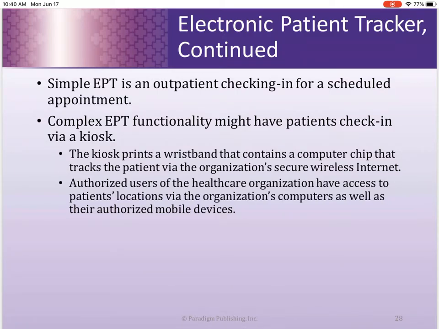The more complex EPT functionality might have patients check in via a kiosk. The kiosk prints a wristband that contains a computer chip that tracks the patient via the organization's secure wireless internet. Authorized users of the healthcare organization can determine a patient's location via the organization's computers and their authorized mobile devices. Consider the time savings for providers and staff who are able to quickly determine whether a patient is in his or her hospital room, CT scanning rooms, surgery, or somewhere else.